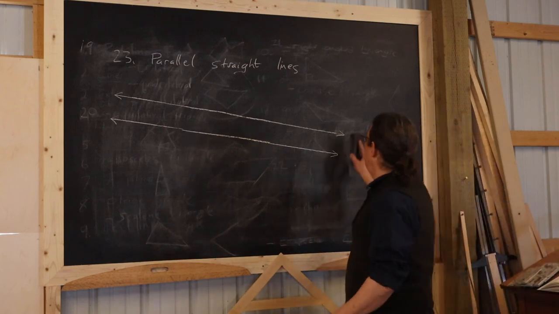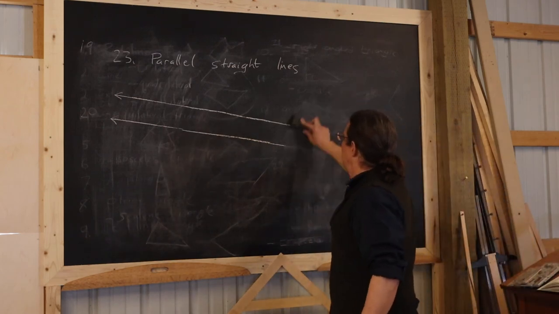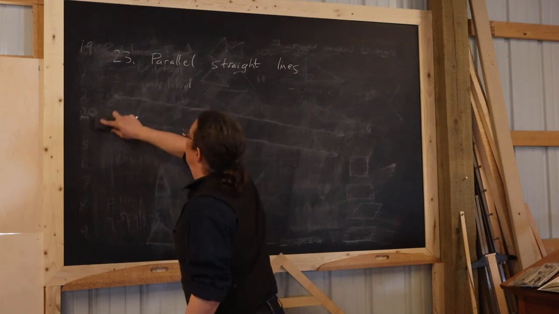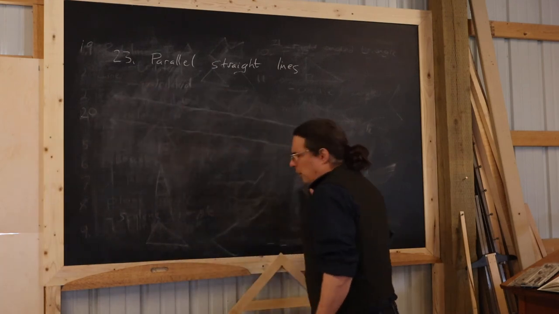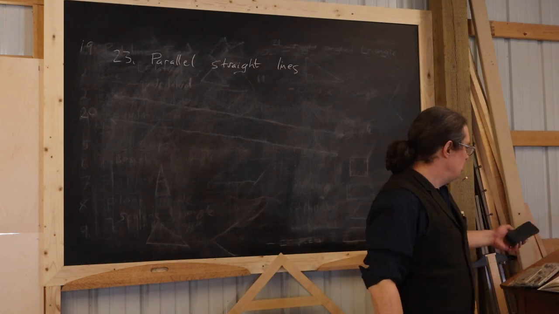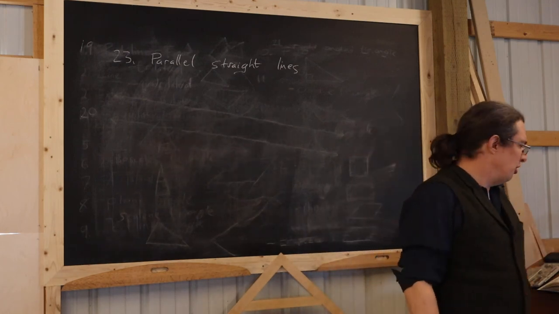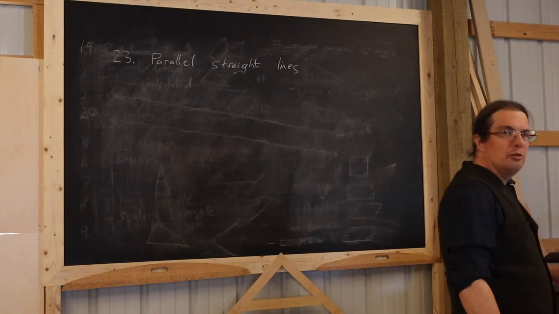And it's an important definition for us because a lot of times we're building and designing pieces of furniture where one edge of a component is going to be parallel to another. Think of shelves in a bookshelf or two legs of a table.